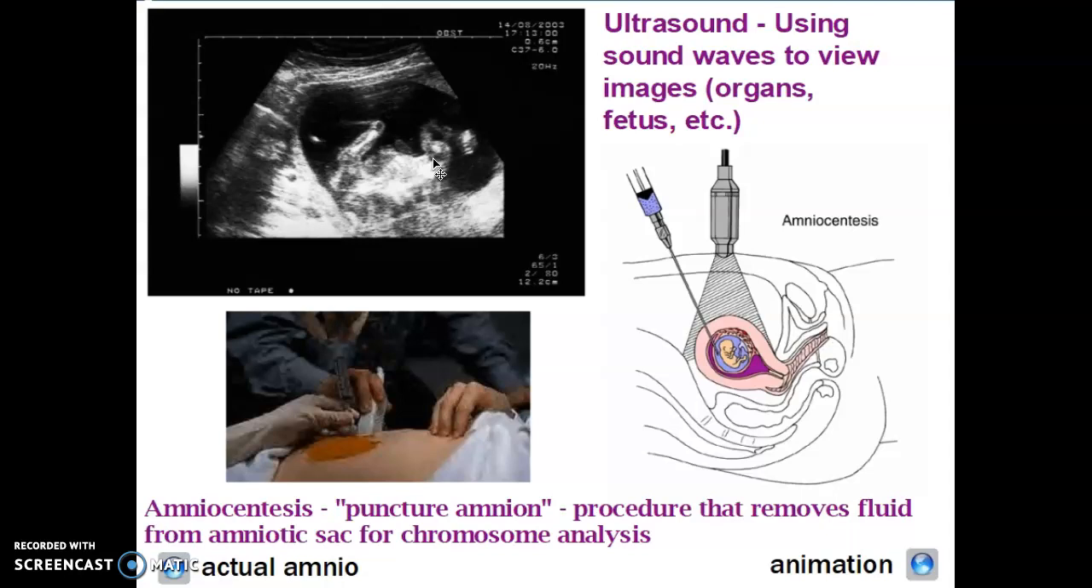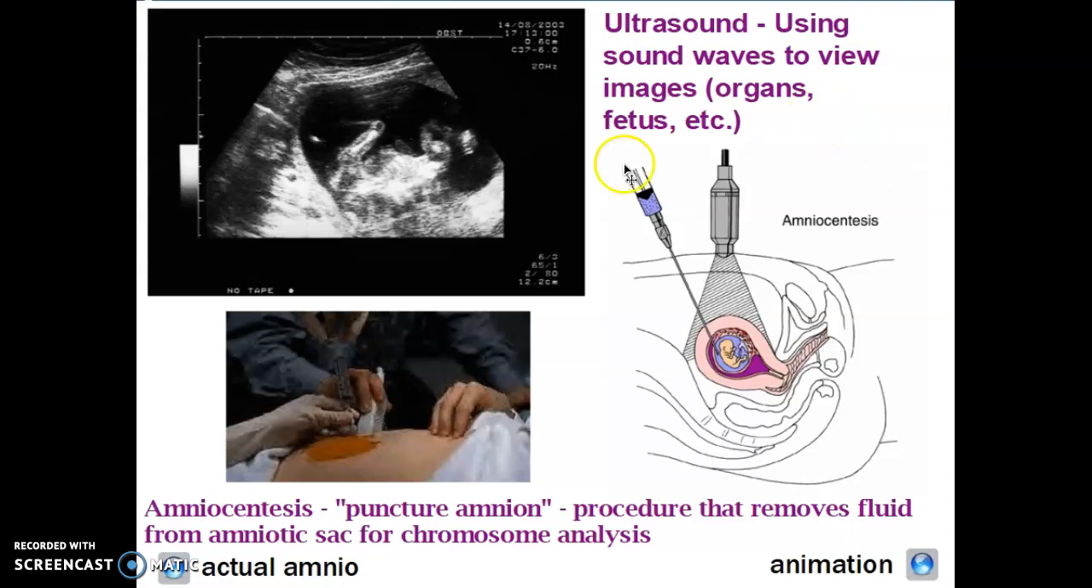So what they can do with something like that is make sure that the heart's beating properly. They can measure the length of bones, the circumference of their skull. It's a really good diagnostic tool to see how far along the baby is. And if it's not for a pregnancy, they can make sure other organs are functioning properly, or they can see stones in a gallbladder or kidney or other things like that.